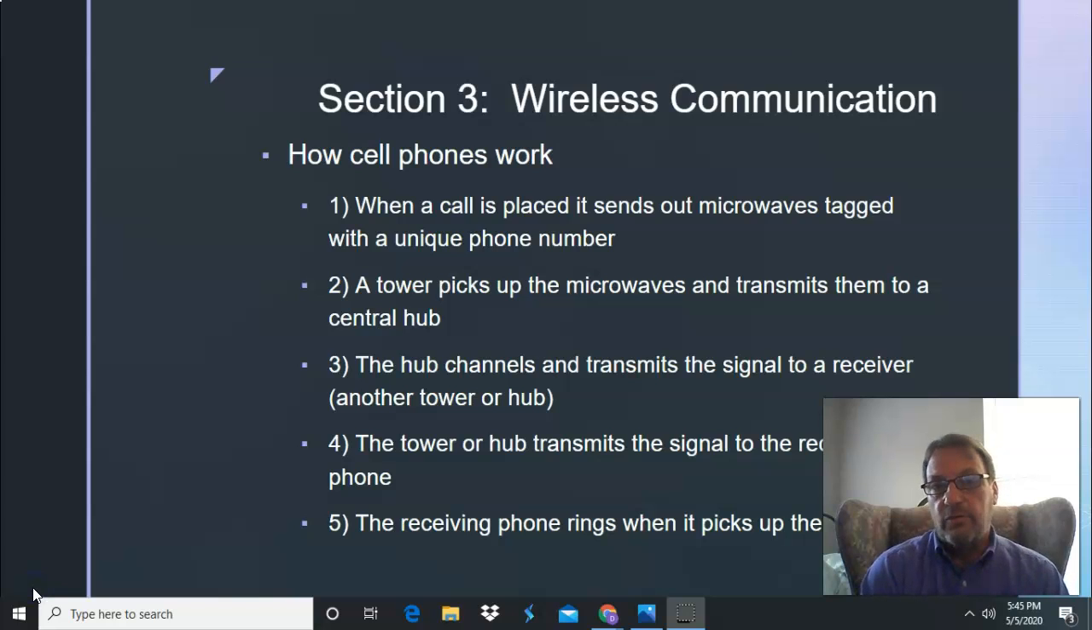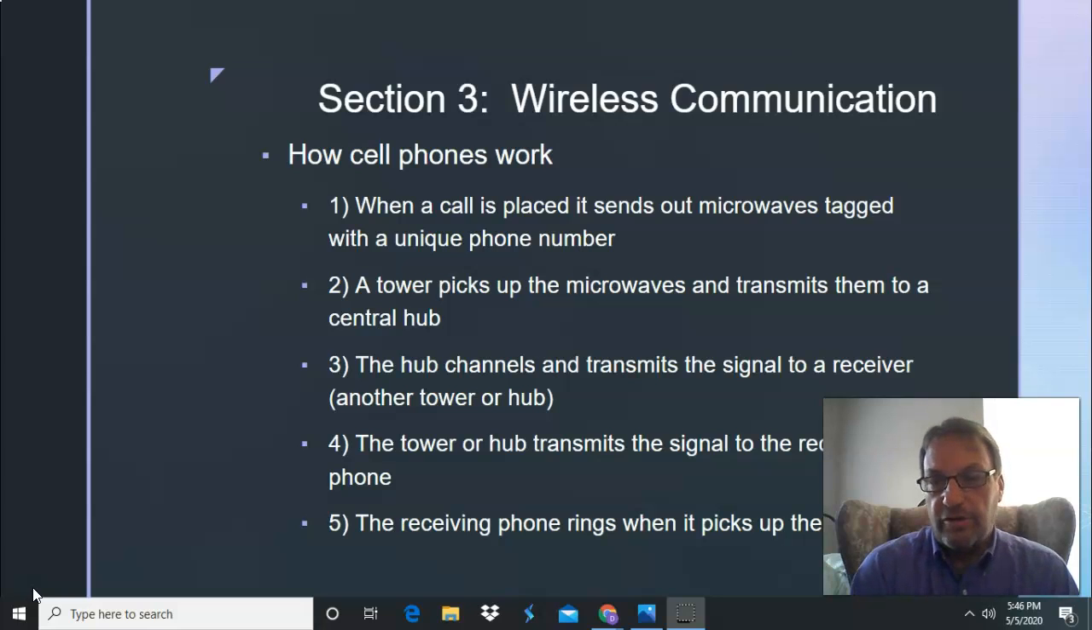Another type of wireless communication is a cell phone. When a call is placed, it sends out microwaves tagged with a unique phone number. So you're holding that cell phone in your hand, and when you make a call, it's sending out a microwave to a tower. That tower then sends it to a central hub where it is decoded and then resent to another tower, or it could be back to the same tower, and then that is transmitted to your phone.